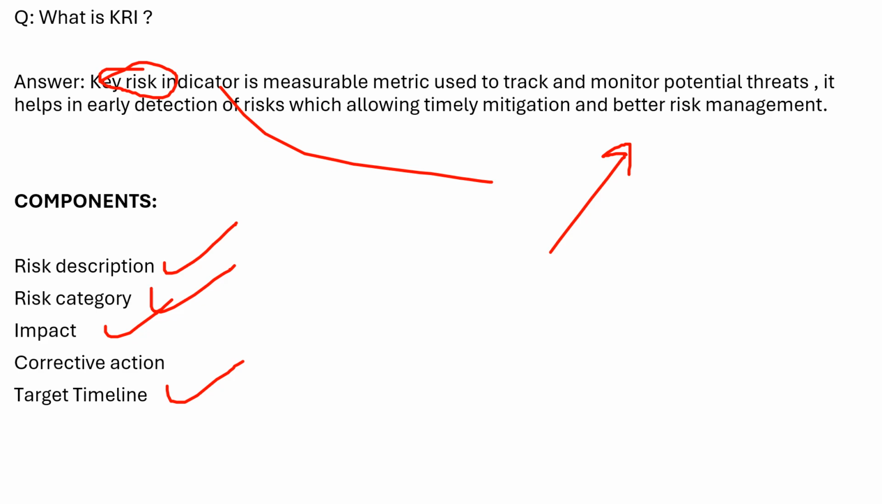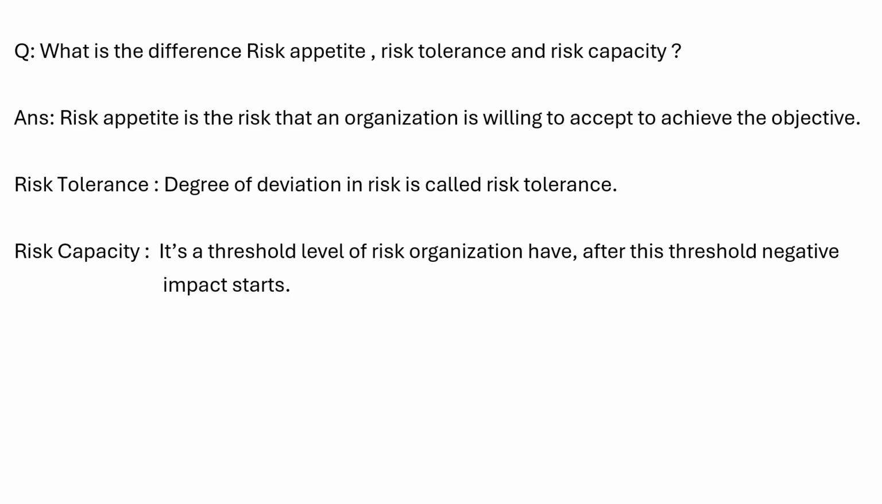So, key risk indicator is a measurable metric used to track and monitor potential threats. It helps in early detection of risk, allowing timely mitigations and better risk management. Very important: what is the difference between appetite, tolerance, and capacity? What is appetite? Risk appetite is the risk that an organization is willing to accept. That means the organization is happy to accept the risk to achieve the objective targets.